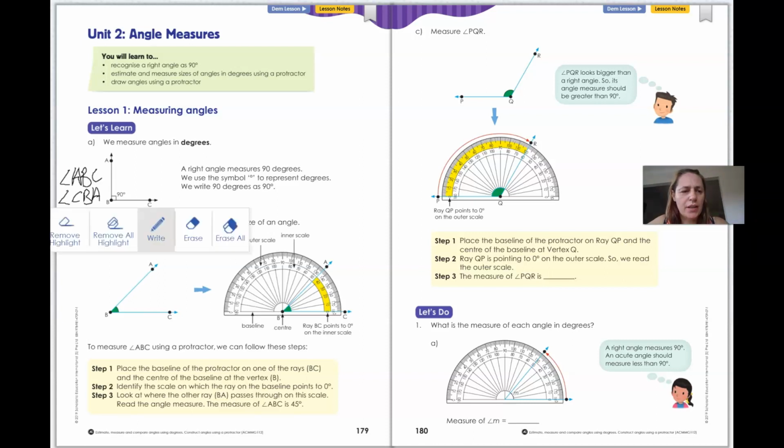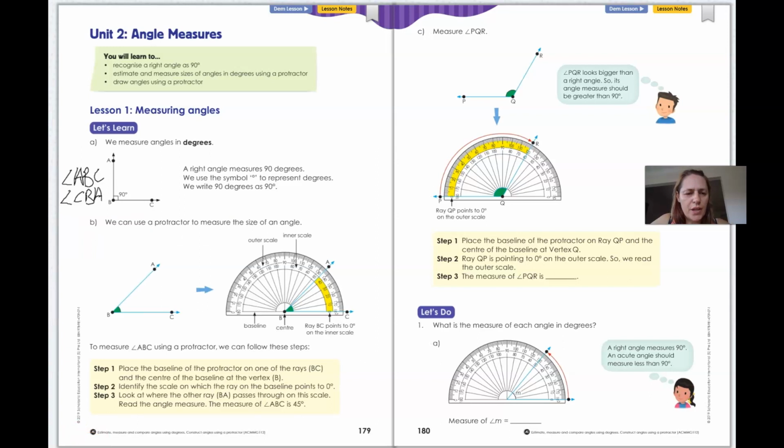So I might just get the highlighter out for that one because I feel like that one's an important piece of information, although my highlighter's not working. So you'll just have to remember that. All right, so we've got the outer scale, which I said was 0 to 180, and the inner scale, which is 0 to 180 that way. I do hope that you can see all this on your screen.